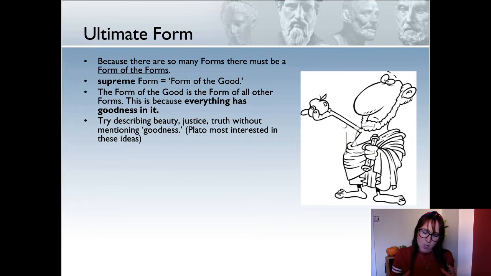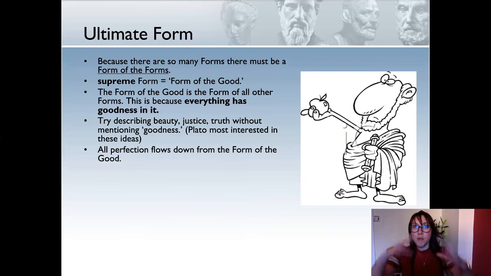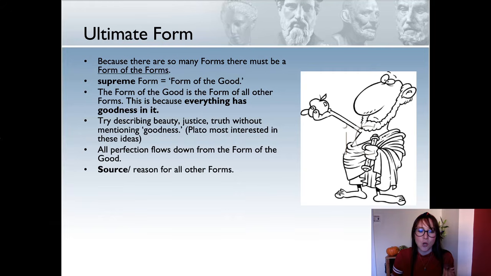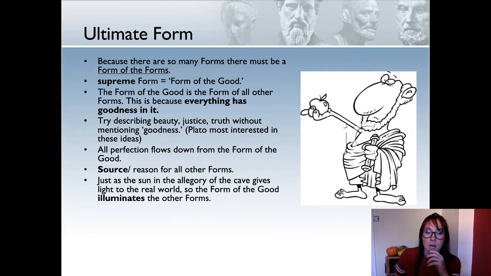And so for Plato, they can't be the ultimate form of forms because not everything has beauty in it, not everything has justice in it, but everything has goodness in it. All this perfection flows down from the form of the Good, so all the forms have goodness in them. And it's the source and reason for all of the forms. In the Allegory of the Cave, which I'll talk about in a second, the form of the Good is symbolised by the sun.